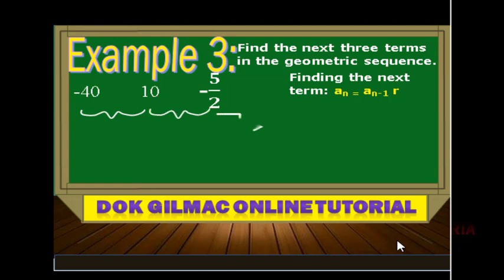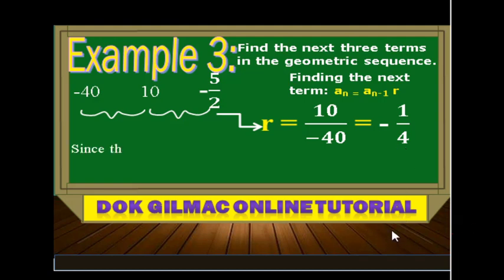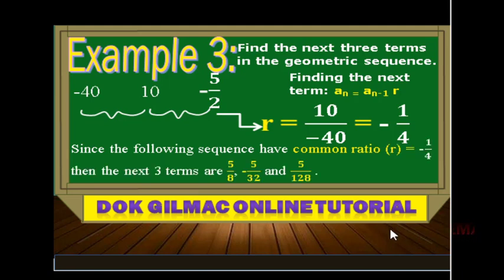So from here, we have r is just equal to 10 divided by negative 40, or we simply have r equals negative 1/4. Therefore, from the values of r and the first term, we have the next 3 terms to be 5 over 8, negative 5 over 32, and 5 over 128.